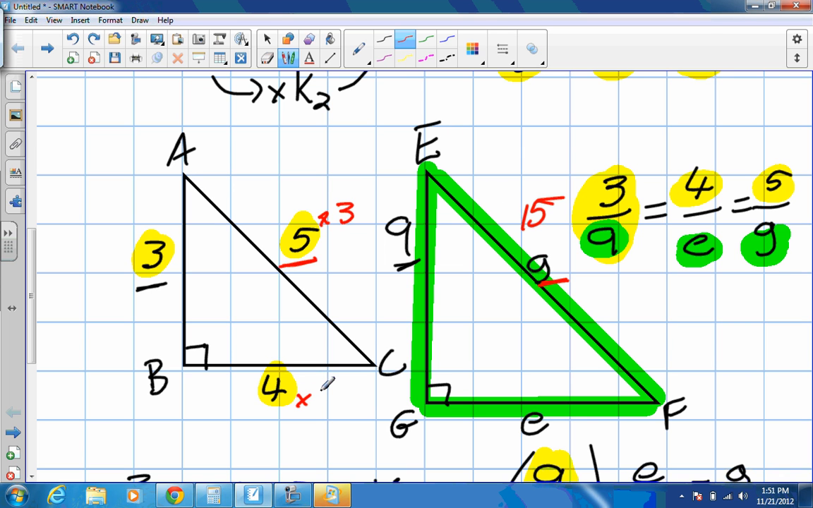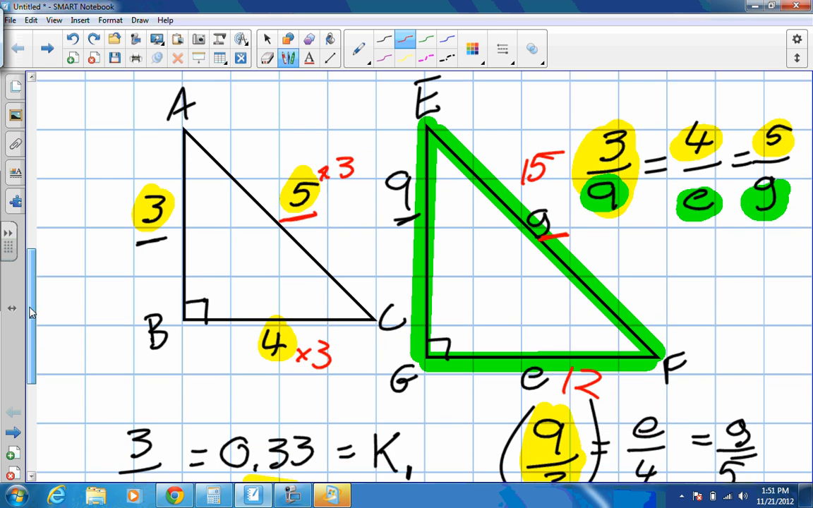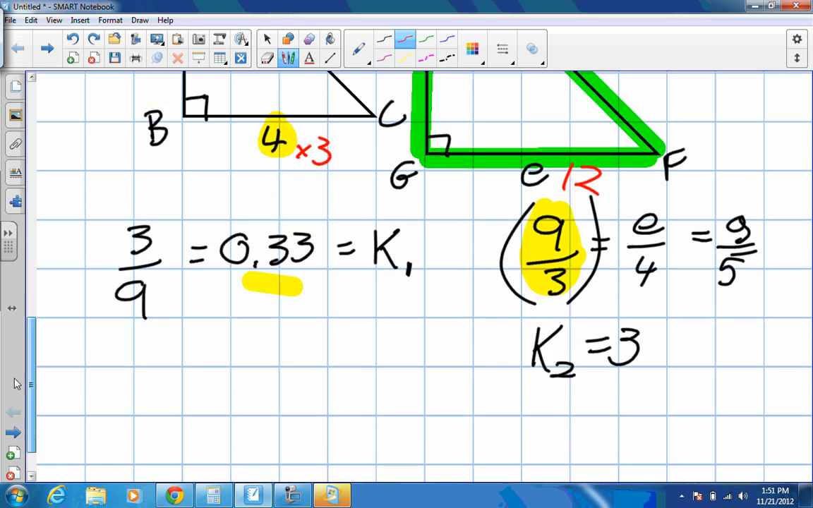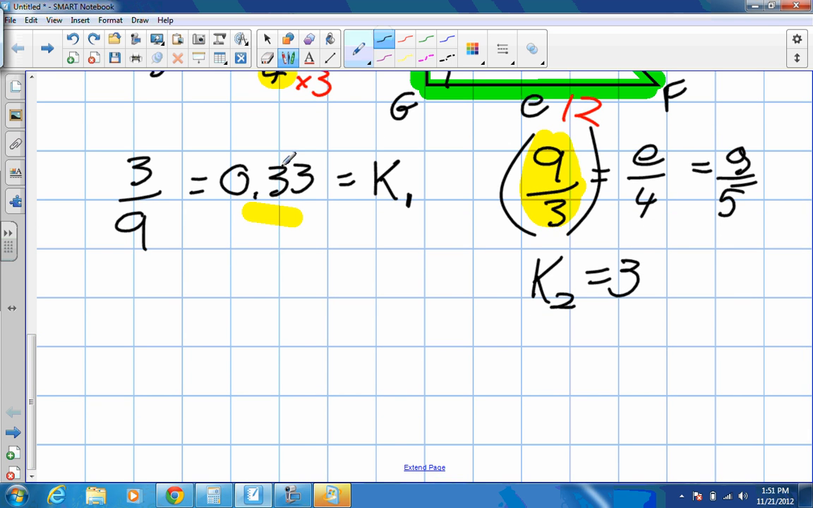That's it. A scale factor lets us go from one triangle to the other. That's all we're trying to find. Now, I'm going to show you a relationship between these two. I don't want this to confuse you. Scale factor 1, K1, is 0.33. How do I make this a fraction? Put it over what? 1, right? We can put any number over 1 and it's a fraction. It still works. This 0.33 is the reciprocal of our other scale factor.